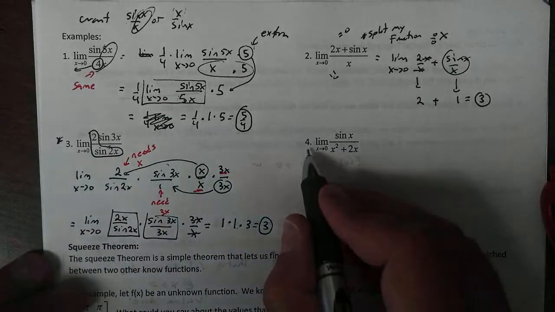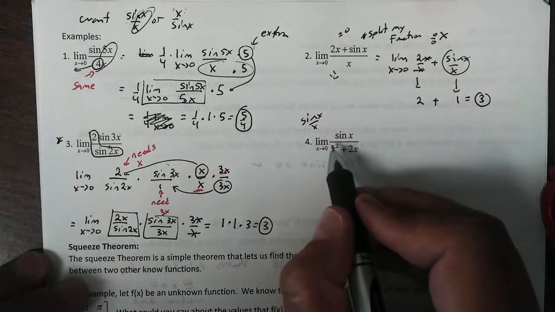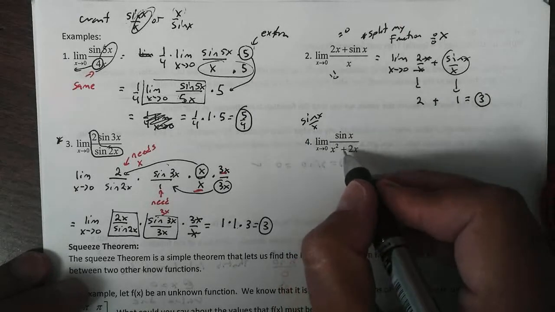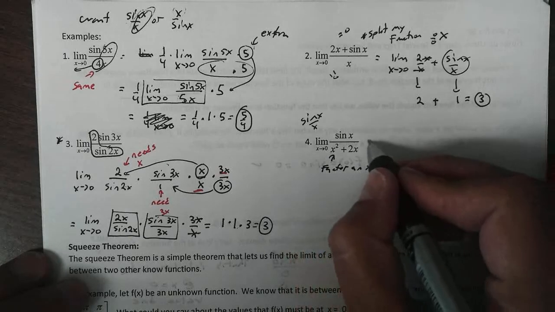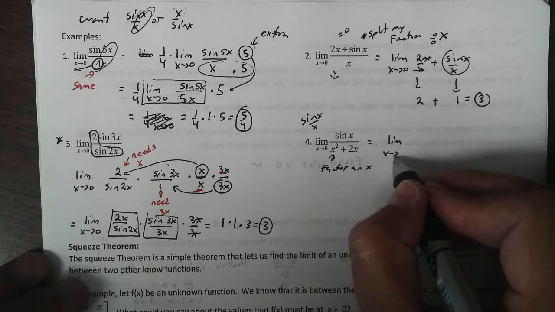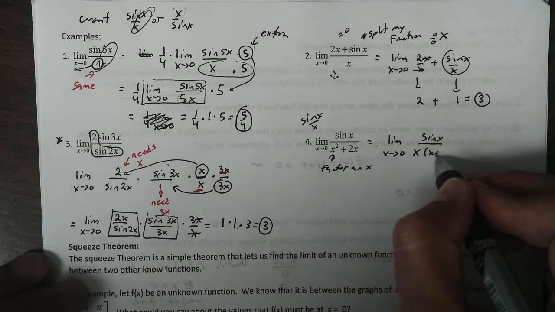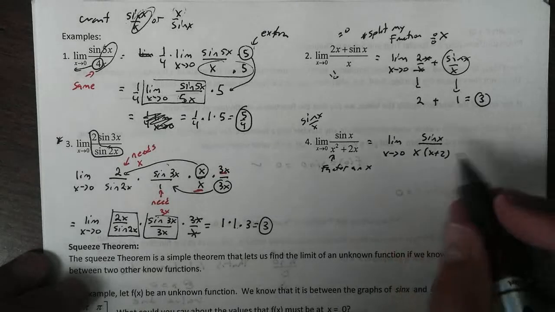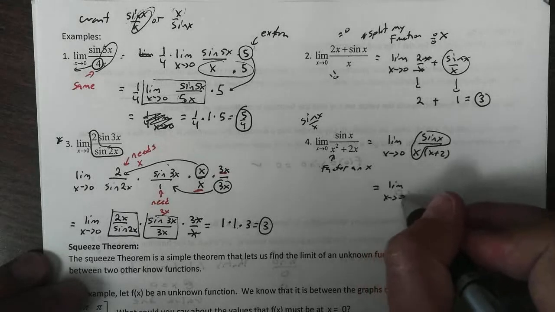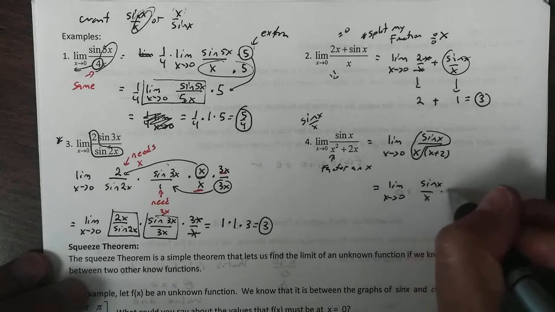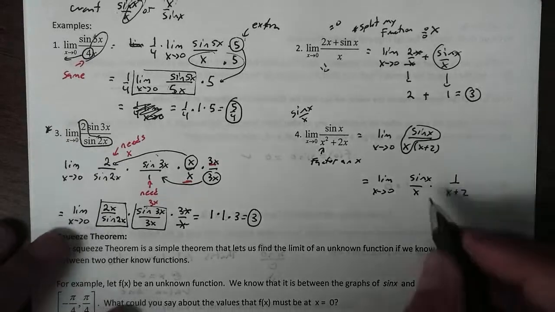Right. For number 4, again, I want sine of x over x. And oh, do we see that? It's kind of hard to see, but on the bottom, I can factor an x out. And I can then rewrite this as the limit as x goes to 0, sine of x on top, and on bottom I would get x times x plus 2. There's my sine x over x, that's what I want. So we get the limit as x goes to 0, sine of x over x times 1 over x plus 2. Right here. And I'm pretty much done.